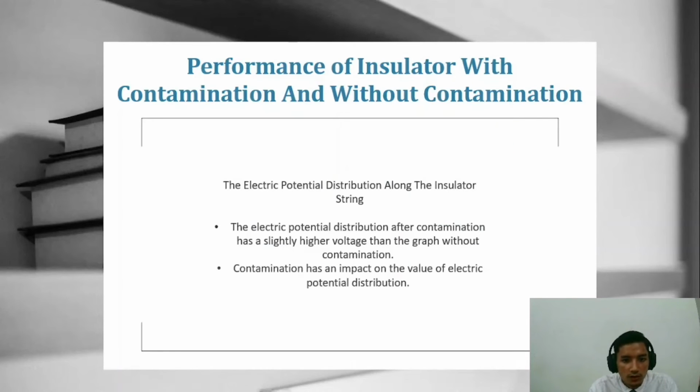So we can conclude that this is for the electric potential distribution along the insulator string. We can conclude that the electric potential distribution after contamination has a slightly higher voltage than the graph without contamination. Next, contamination has an impact on the value of electric potential distribution.